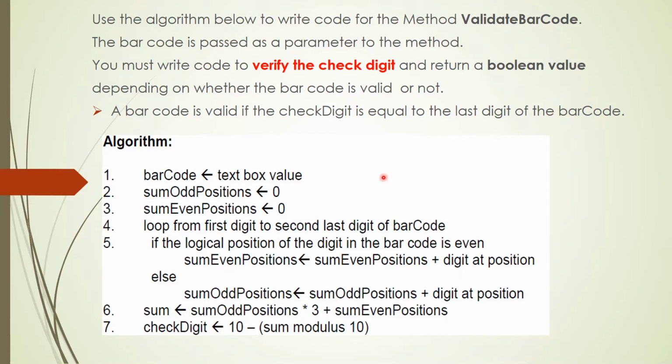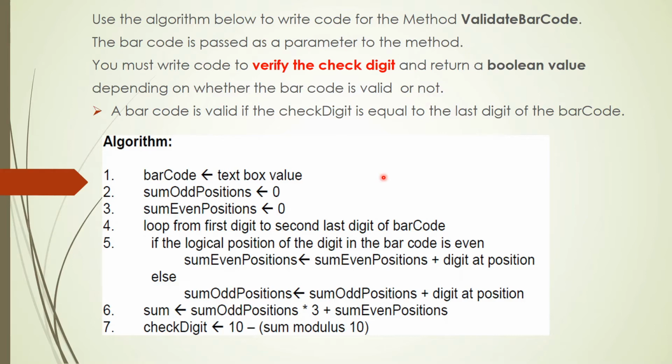Use the algorithm below to write code for a method called validate barcode. The barcode is passed as a parameter to the method. You must write code to verify the check digit and return a Boolean value depending on whether the barcode is valid or not. A barcode is valid if the check digit is equal to the last digit of the barcode.